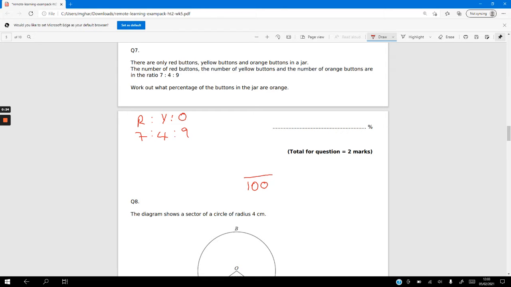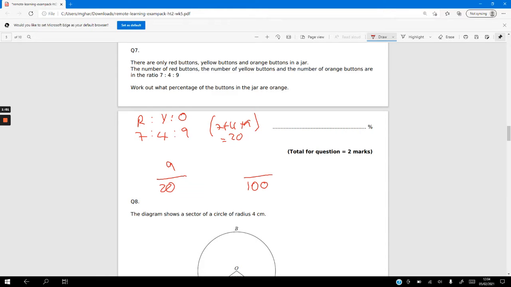So to start with, what I'm going to do is set up the number of orange buttons as a fraction, any fraction I can. I know that this means I've got 9 parts compared to 4 parts in yellow and 7 parts of red. So I've got 9 parts of orange out of the total, which is 7 plus 4 plus 9, which gives me 20. So 9 out of 20 buttons are orange.